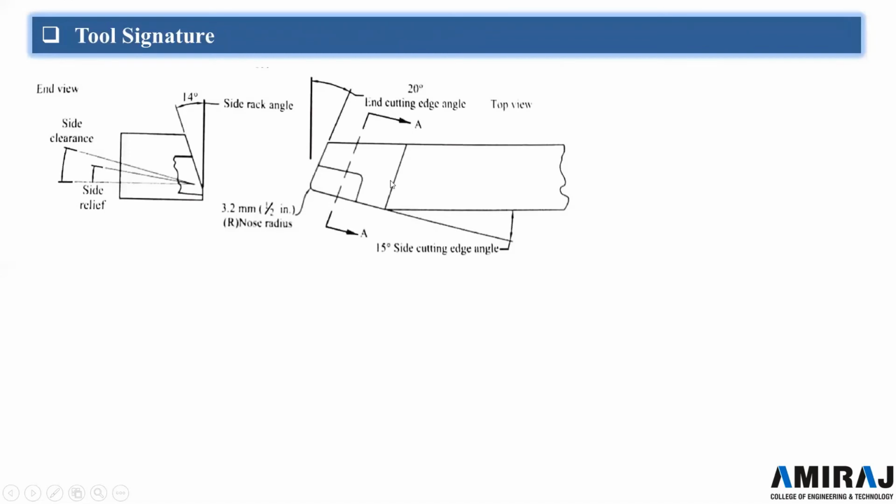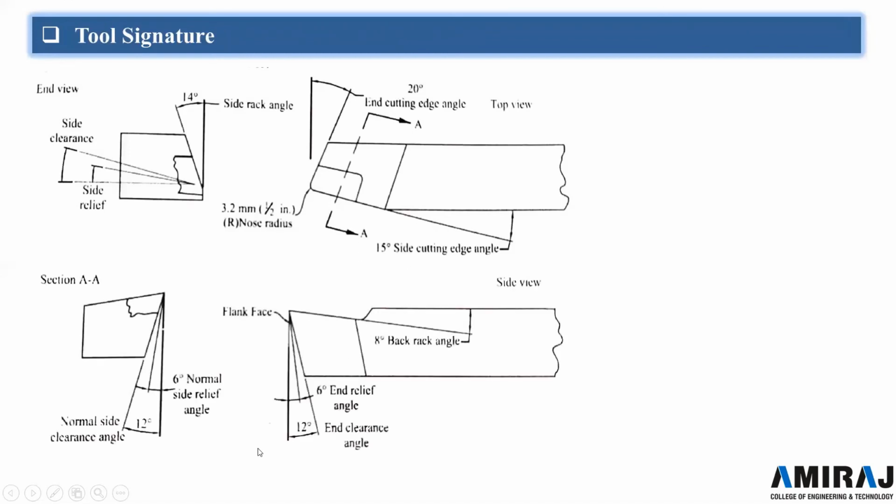So in the ASA system, you can see, this is the front view, this is the top view, and these are the side views or end view here. And there is one section from the inner side. Now in the ASA system, the angles are classified in this way. There is back rake angle, then side rake angle, then end relief angle, side relief angle, end cutting edge angle, side cutting edge angle, and there will be nose radius.